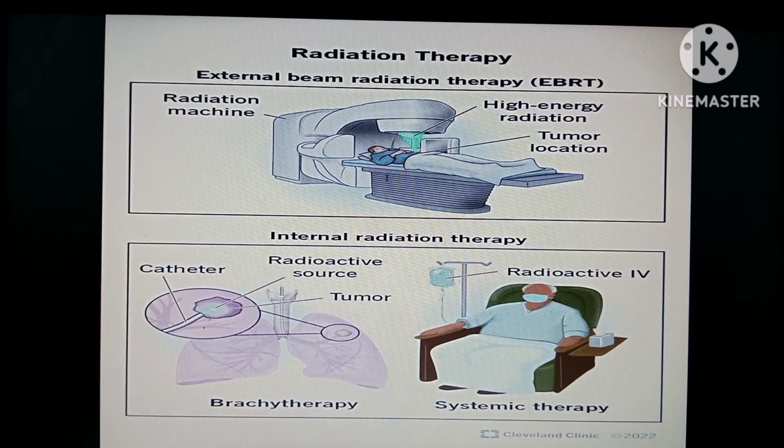See, in the picture you can have a look. The first one is external beam, which means the patient is made to lie down and the machine is away from the patient. The second is internal. You can see here the isotope is placed inside the tumor only, and that is sealed. Unsealed is radiation therapy given in the form of an injection.